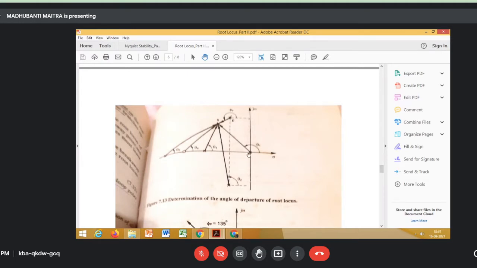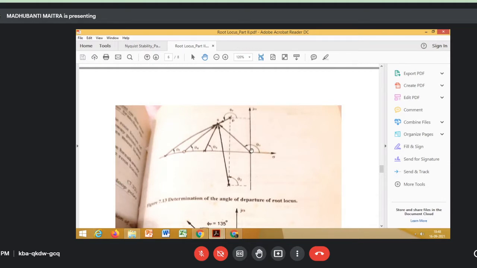Now you see, the angle with which a root branch originates from an open loop pole is called the angle of departure. Am I clear? The angle with which a root branch leaves one open loop pole is called the angle of departure.